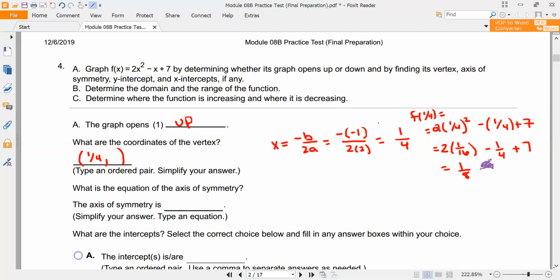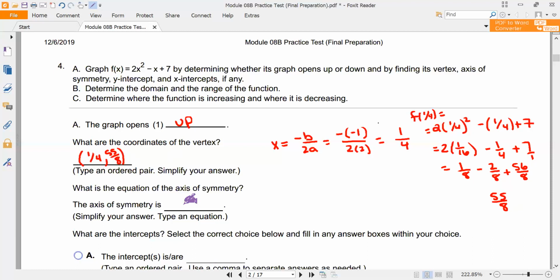I'm going to go ahead and get a common denominator. Multiply this by 2 over 2, so that'd be 2/8. This 7 over 1 can also be multiplied by 8 over 8, so that would be 56 over 8. So that would be negative 1 plus 56, which is 55 over 8. So that's my y coordinate part of the vertex.